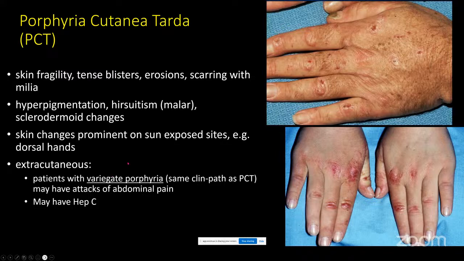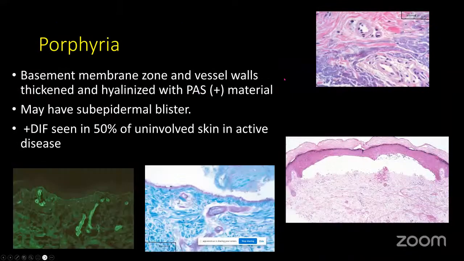So porphyria cutanea tarda is the one we see most. You can get the same presentation with variegate porphyria. They might have attacks of intestinal pain with this. You can also see this in patients with Hep C. And histologically, you see this pink hyalinization around the vessels, which is PAS positive. You can see here also around the basement membrane zone, PAS positive, around the vessels, this sort of ribbon-like material that you can also see on direct immunofluorescence.